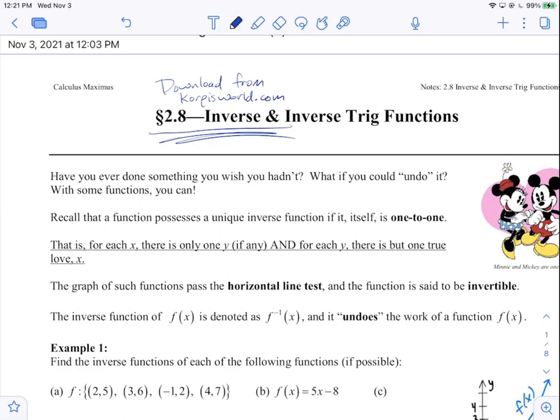So in mathematics, though, we can undo something. Sometimes we can undo something. And that's what an inverse function does, right? So like if you multiply by 5 and you're like, oops, didn't mean to do that. How do we undo multiplying by 5? Divide by 5. So multiplication and division are inverse operations, right? If I add 3, oops, subtract 3, right? If I square something, oops, square root it.